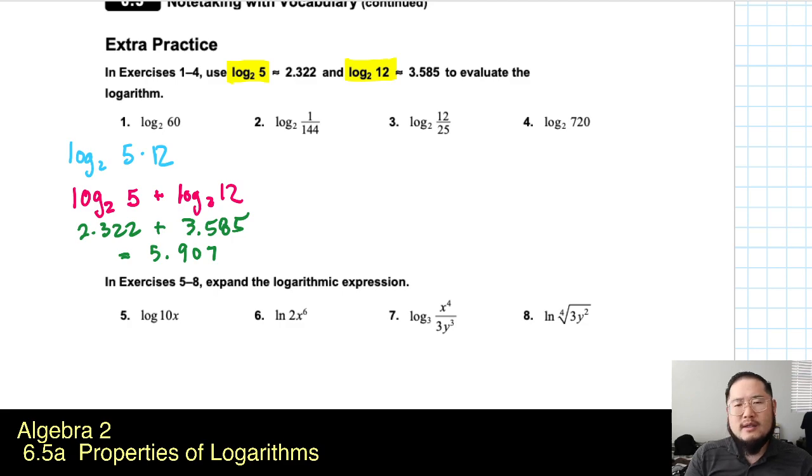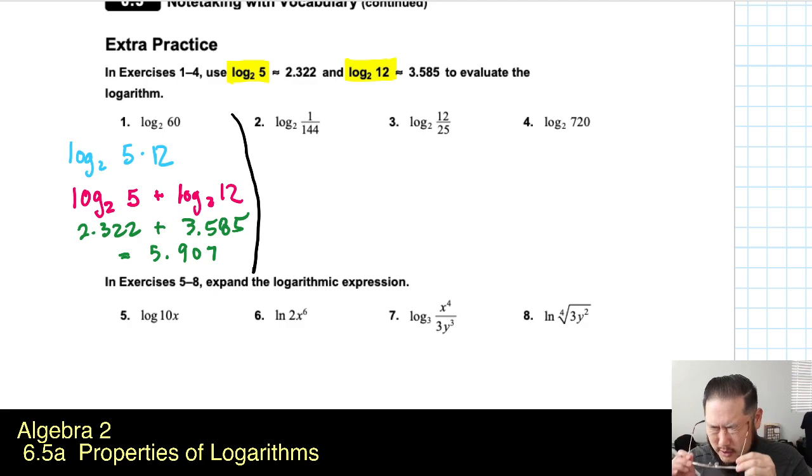All right, so let's continue on with number 2. I see right there that we are dividing. I have log base 2 of 1 over 144. So remember, when we are dividing, that's the same as subtracting the logarithms. So let's start off by rewriting this. I can rewrite this as log base 2 of 1 minus log base 2 of 144.